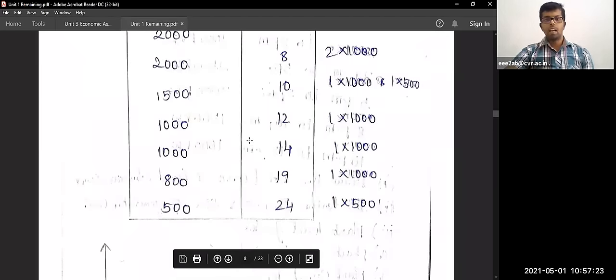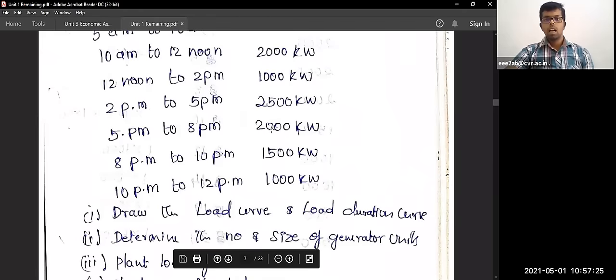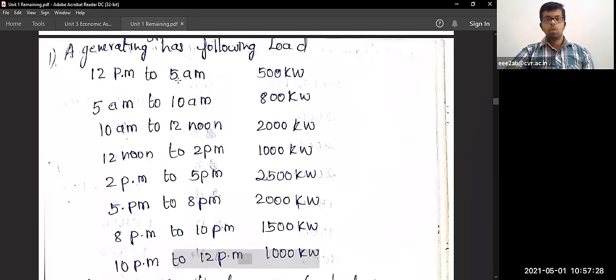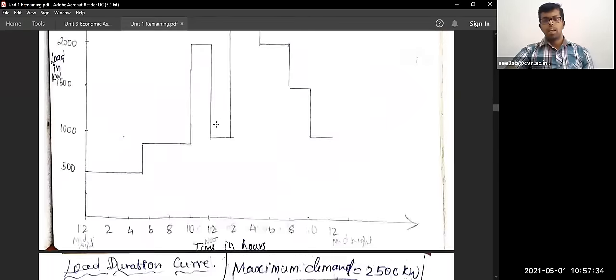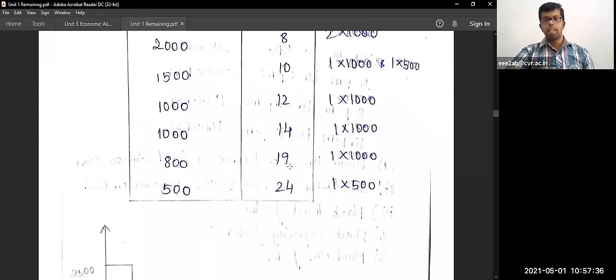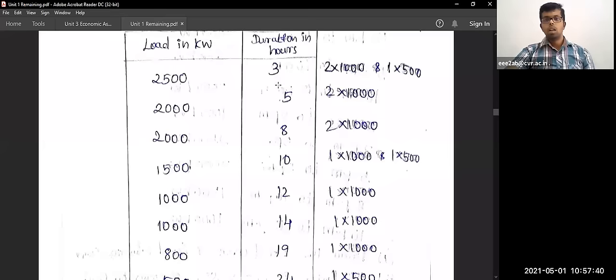So again 500, how much? Yeah, again 500, how much? 12 to 5 means 1, 2, 3, 4, 5. So 5 hours you have to add. So 19 plus 5 is 24. So 24 hours we are getting as the whole duration.